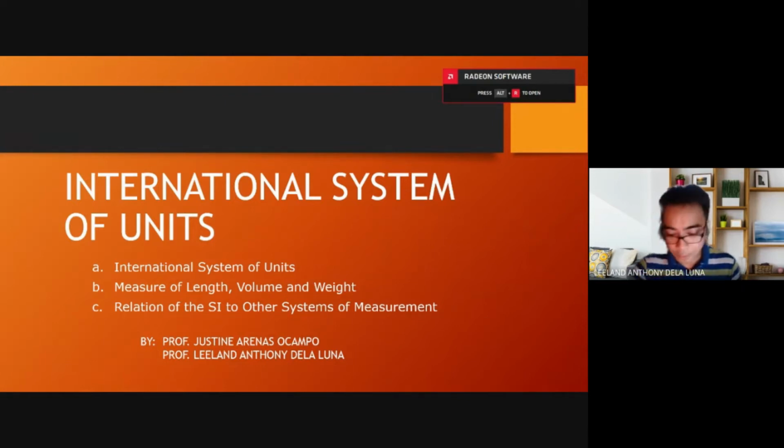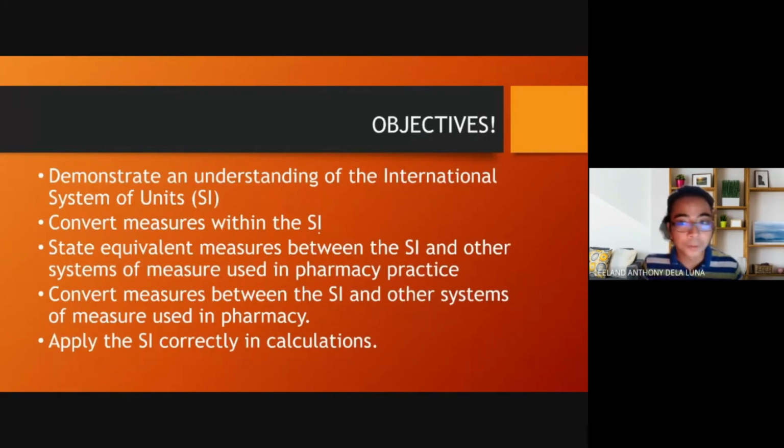Okay, so for the class, our objectives are as follows. To demonstrate understanding of the International System of Units, the SI units, and be able to convert measures within the SI. Kumbaga, ipa-practice natin yung conversion skills nyo dito. So again, dito papasok ang importansya ng dimensional analysis, and at the same time, class, ratio and proportion.